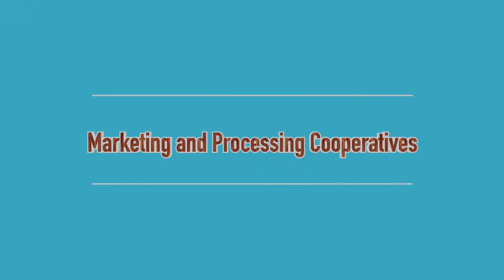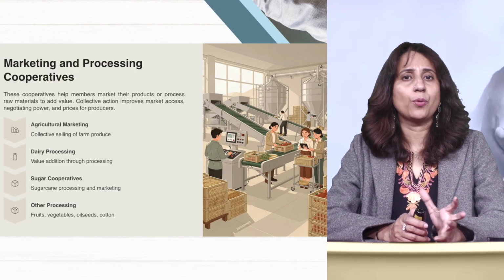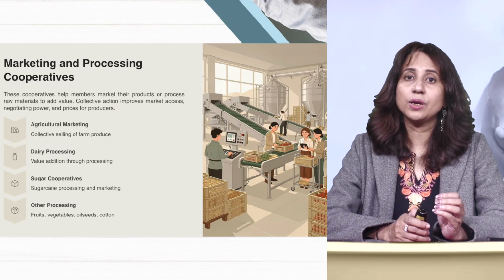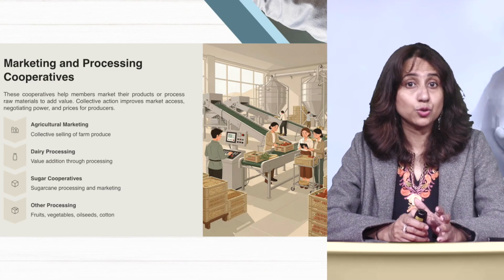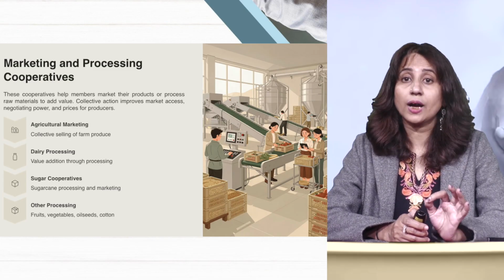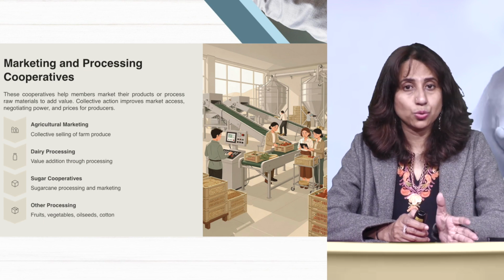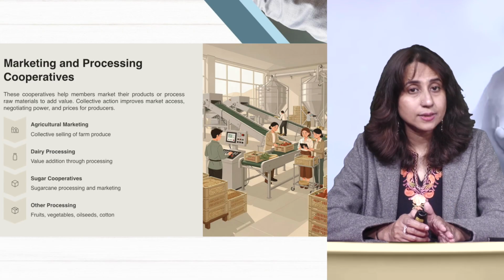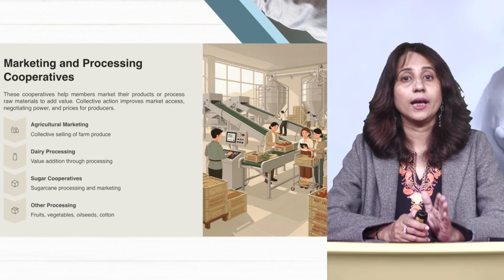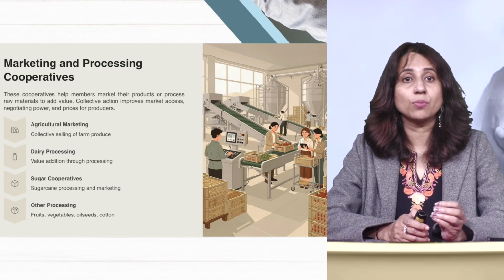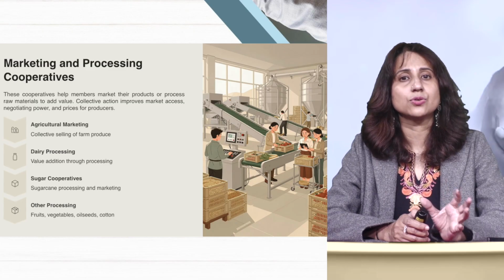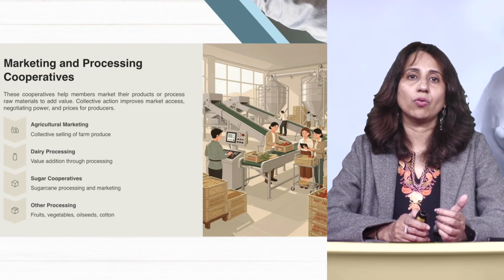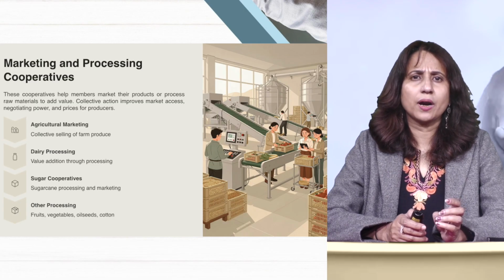Now, there are the marketing and processing cooperatives. First, let's discuss the agricultural marketing cooperatives. They address the fundamental problem faced by small farmers, the weak bargaining power when selling their produce individually to traders and middlemen. These cooperatives collectively market members' agricultural produce, eliminating or reducing exploitative middlemen, ensuring fair prices and providing better market access. They aggregate small quantities from individual farmers into marketable lots, reducing transaction costs and improving bargaining power. Let us now discuss some of the types of marketing activities they do.